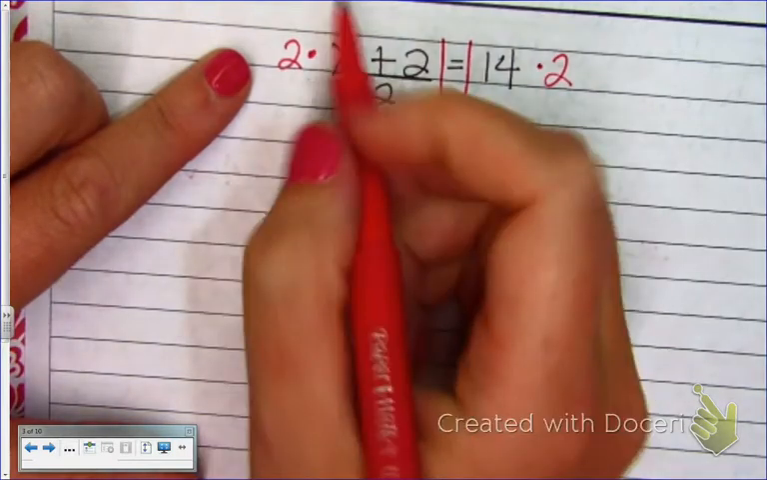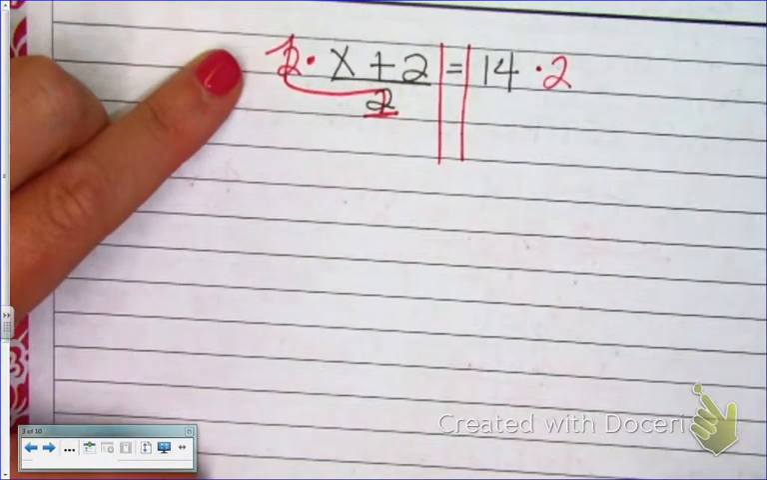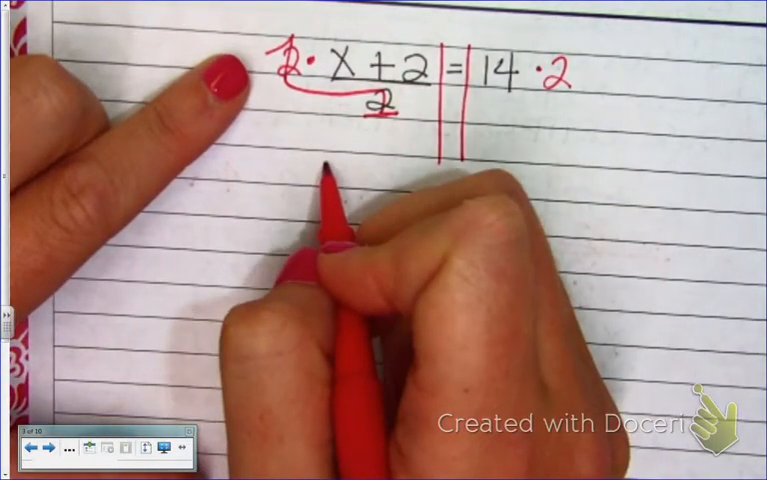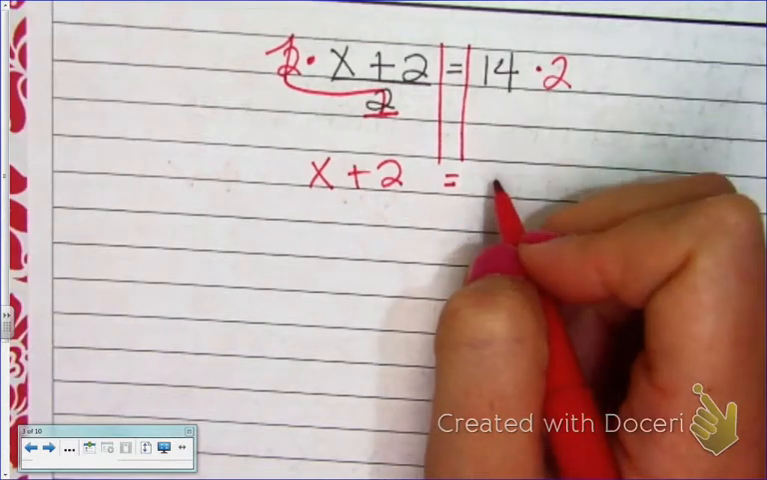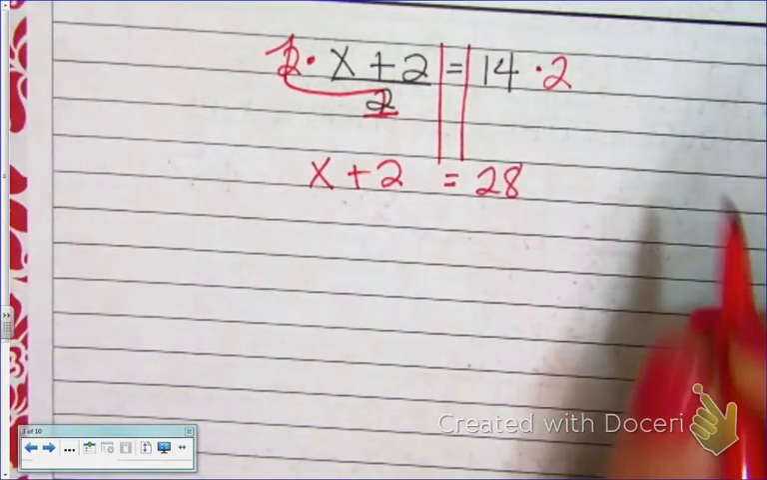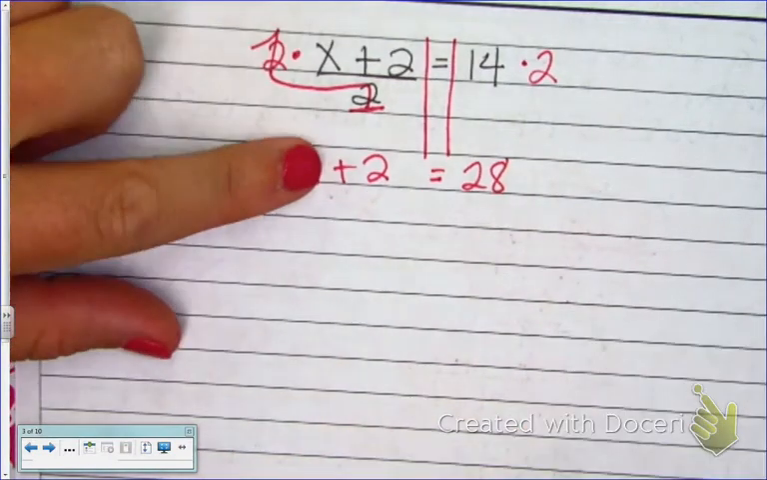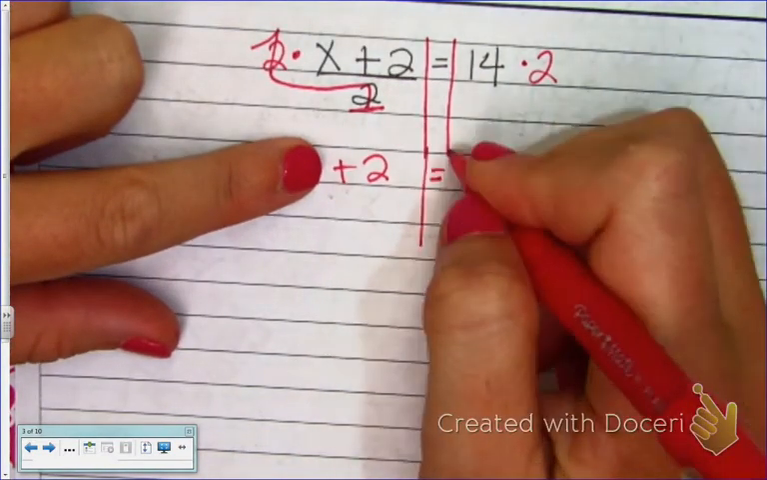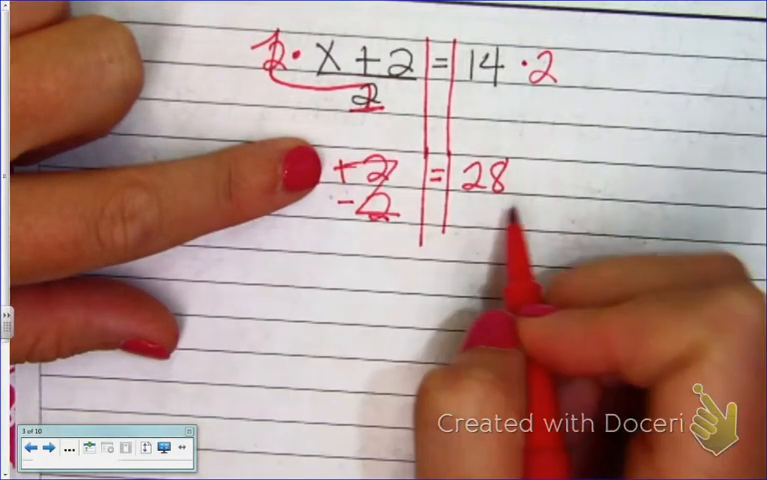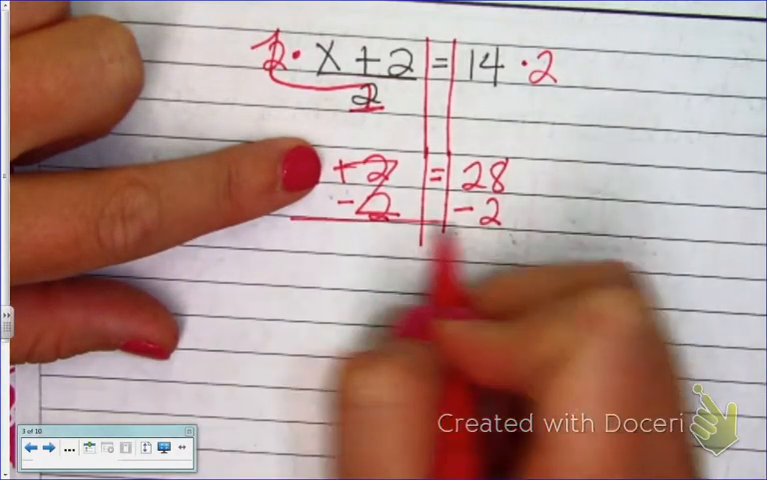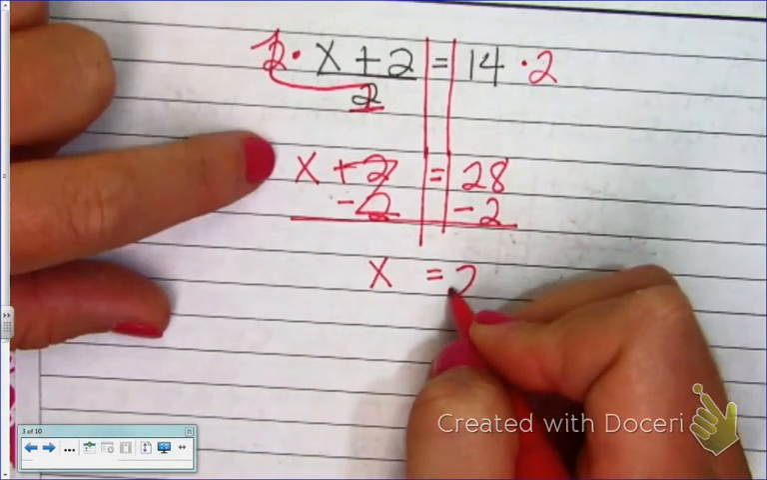Well, 2 over 2 is 1, so I'm going to bring my 1 over here. I know it's really yucky. So that becomes 1, so I'm left with x plus 2 equals, well, 14 times 2 is 28. Okay, now I got rid of that 2 over there. My x is still here, so I want to keep it there. So finish it out. We're going to subtract 2 from this side, it becomes 0. And subtract 2 from this side. So I'm left with x equals 26.